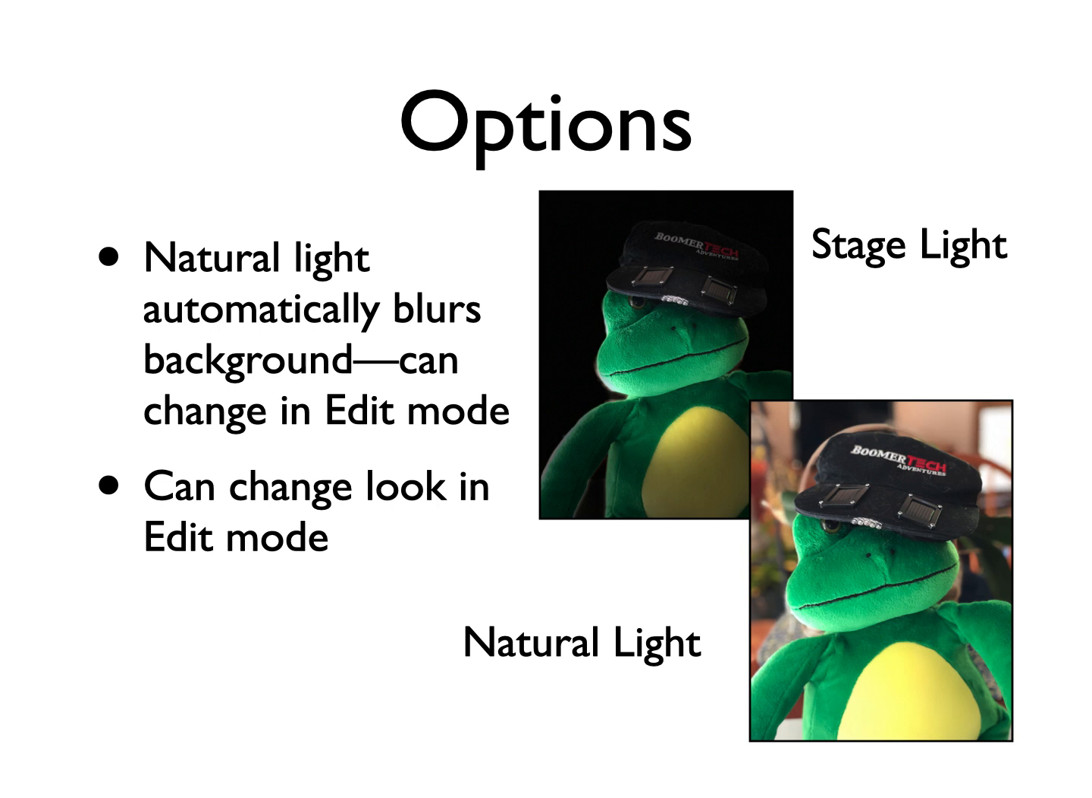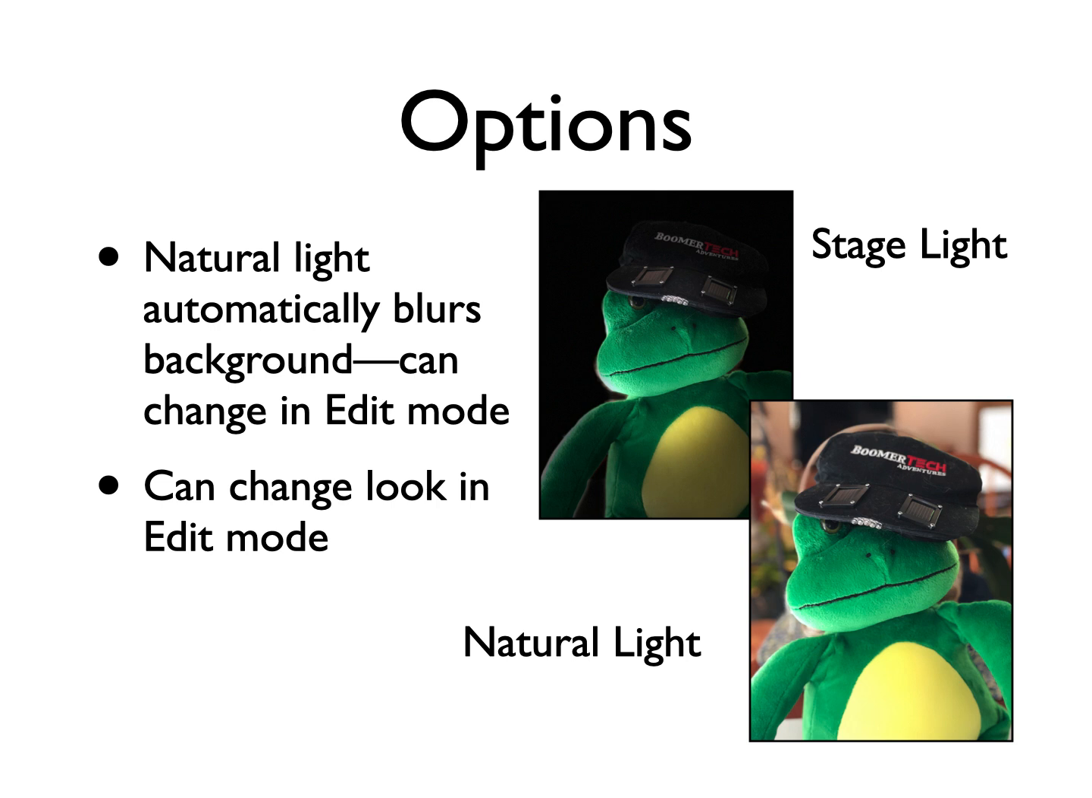Here are a couple of other examples. The natural light, again, automatically blurs the background. And again, you see an example of the stage light. So Froggy on the top picture is in stage light. It's black behind him. Same place, same character in natural light. You see Froggy in pretty good focus, and behind him it's blurred.